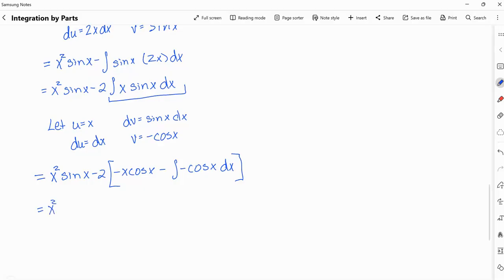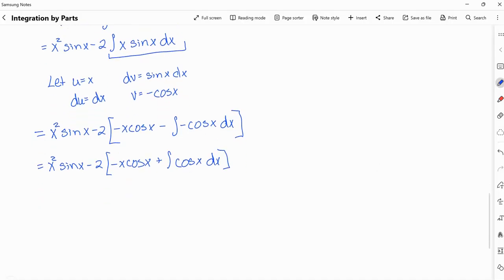So I'm going to get x squared sine of x minus 2 minus x cosine x. I'm going to pull that negative out to make that a positive. And then we're going to integrate that cosine. And then we'll clean this up.